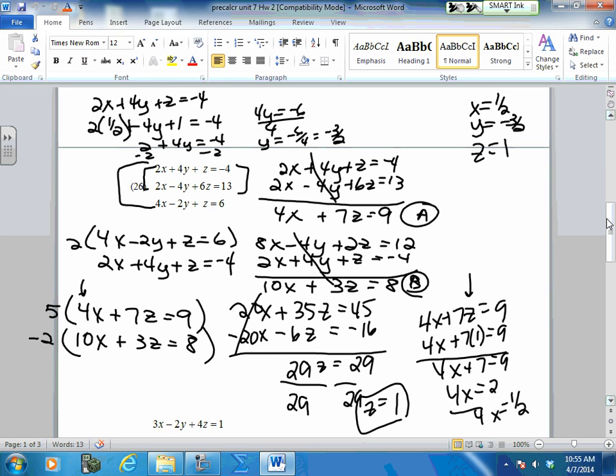After going through all of this, what's another way we can check? Matrix. Put it in your matrix. Pull out the coefficients for me. 2, 4, 1, negative 4. 2, negative 4, 6, 13. 4, negative 2, 1, 6. Do a matrix on this and see if you get the same answer. Good check on this one.